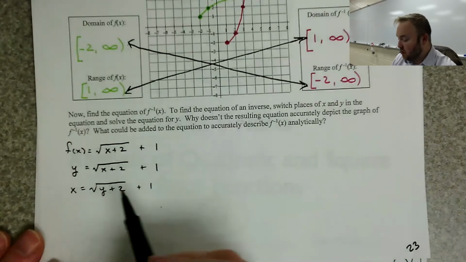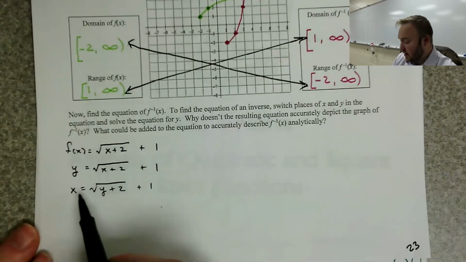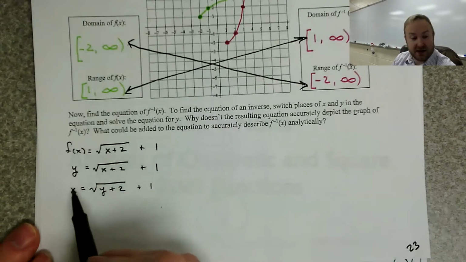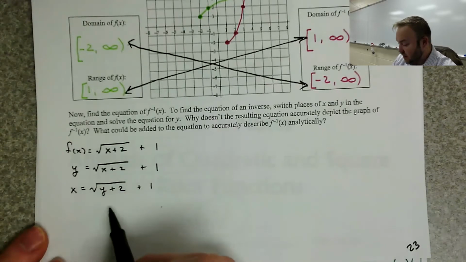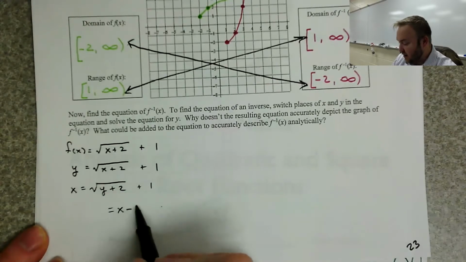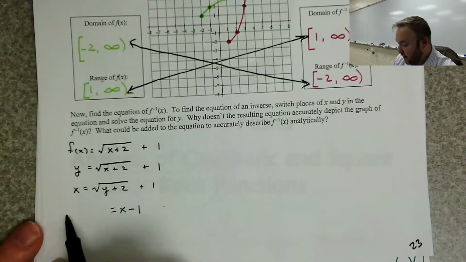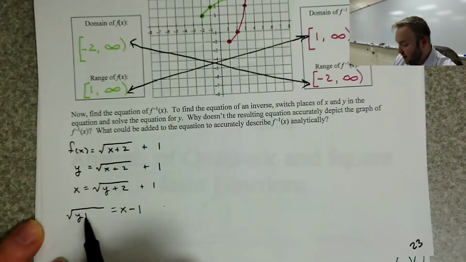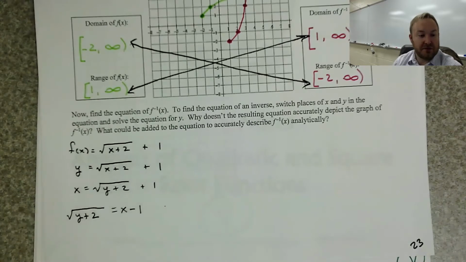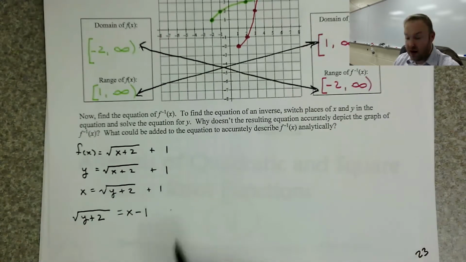So I'm going to subtract 1 from both sides. So this will become x minus 1, but I'm going to put that on the right side of the equation now. And then the square root of y plus 2 can go on the left. All right, and now I'm going to square both sides.